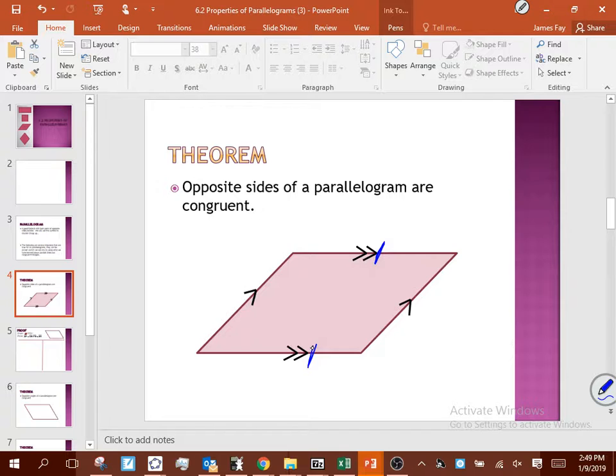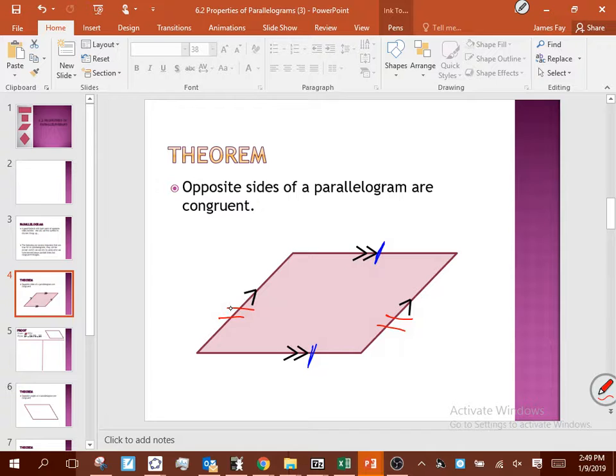So this theorem says opposite sides of a parallelogram are congruent. So I get those blue segments to be congruent, and I get these red segments to be congruent. And this is a point in the year where we need to talk about our theorems and taking the information from our theorem and using just that information. Does it say that all four sides are congruent? No. It just says opposite sides are congruent. Does that eliminate the possibility that all four sides could be congruent?